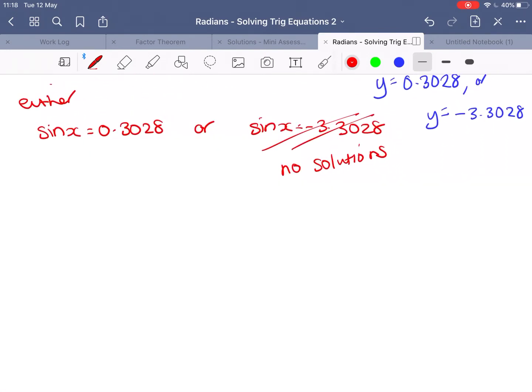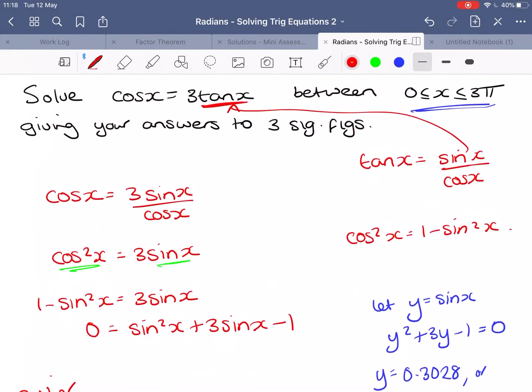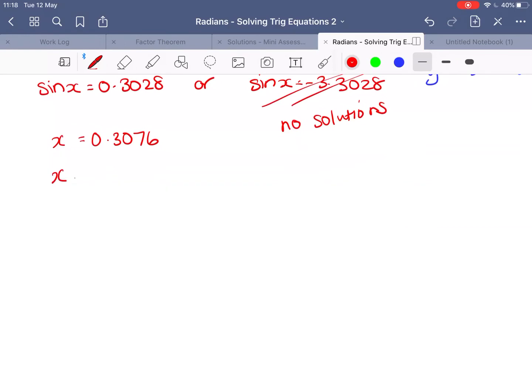So if our sine x equals 0.3028, what is our x? Well, we do the inverse sine of 0.3028 and we end up with 0.3076. Now, what did it want it to? It wanted it to 3 significant figures. So I may as well write this one to 3 significant figures, which is 0.308 radians. Now, we've got to use our unit circle again because it wanted the solutions between 0 and 3 pi, which is 1.5 complete rotations.